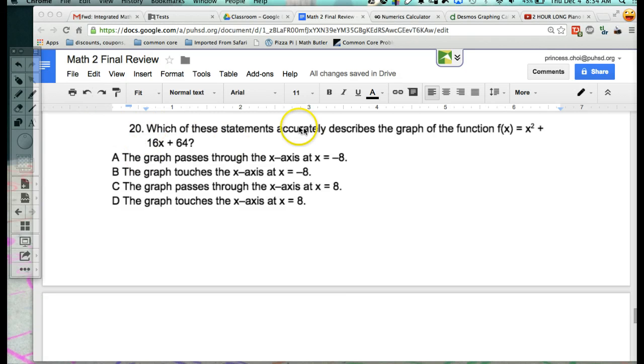Now, which of these statements accurately describe the graph of the function? Now, this is another complete square. Okay? So, if you look at this carefully, we have an x squared plus 16x plus 64. So, if you remember the stuff that Miss Choi gave you, remember the paper? The x squared is a square. And then we have how many rectangles, guys? Oh, it's 16. I said 18. We have 16 of them.